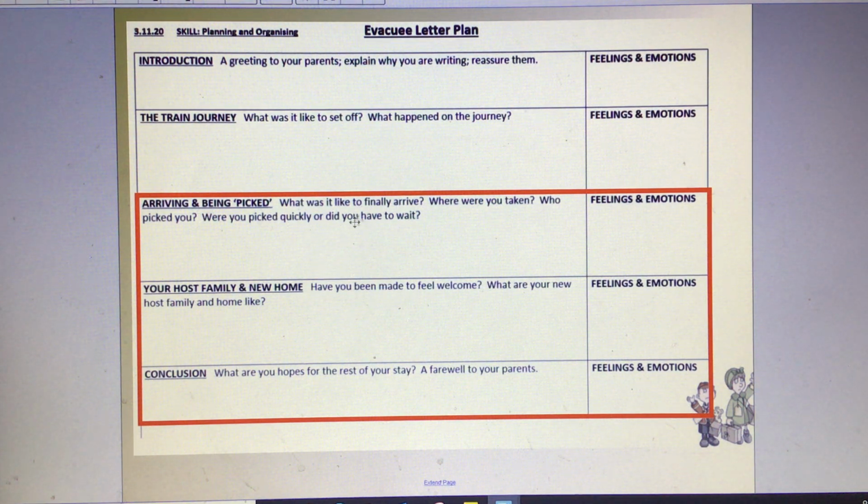After that paragraph, I want you to write a paragraph about that new host family and your new home. How welcoming was it? Was it a nice place to be, or were you made to feel like an outsider? Finally, we're going to think about a conclusion and how we'd end our letter to our parents.